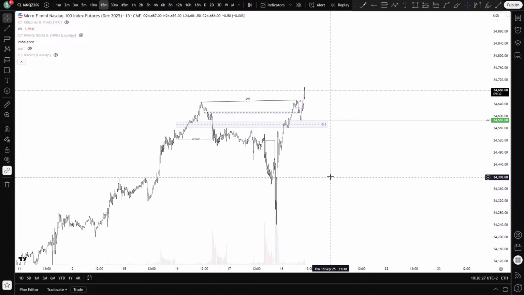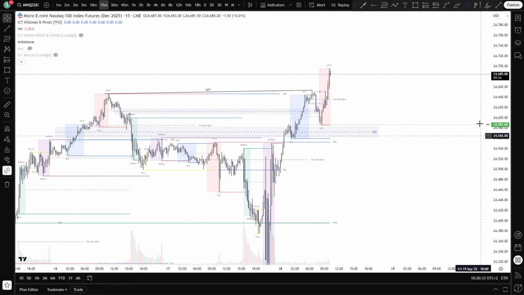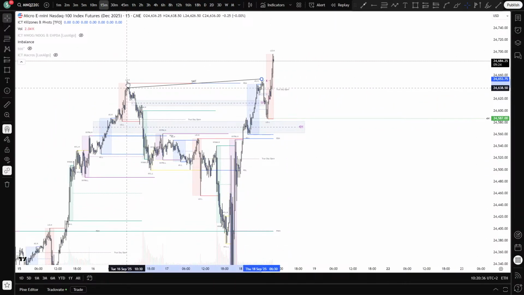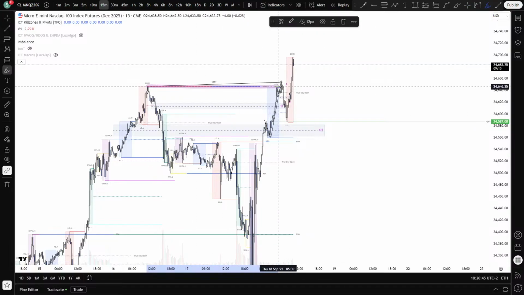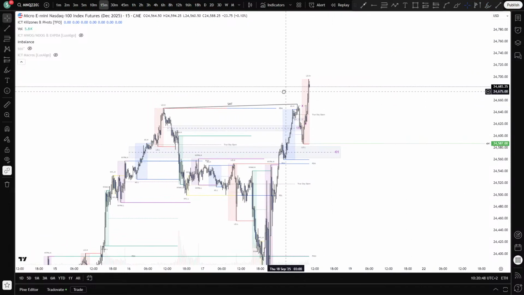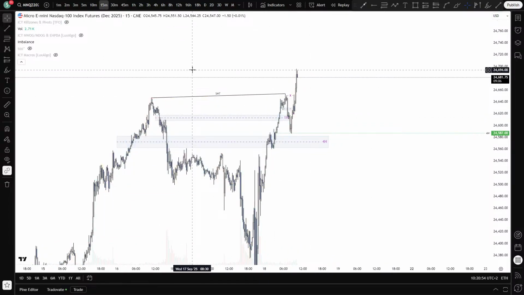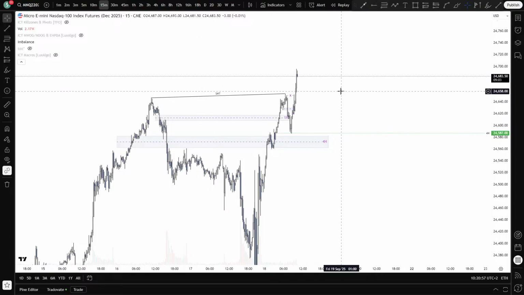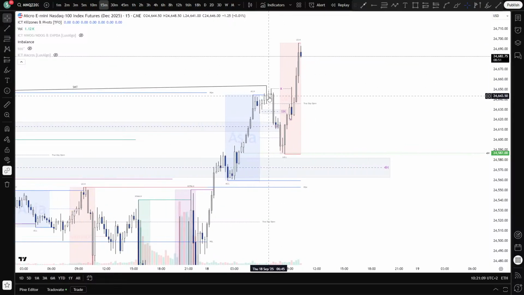Let's get rid of this, let's just clean up the chart. Then if we look at the sessions, when Asia started, it's a pretty big Asia, we came up towards new all-time highs. As you can see, indicated with the SMT on the highs, the S&P 500 didn't make new all-time highs, indicating that they're not in correlation with each other anymore, and that can often be a start of an impulse move the other way.